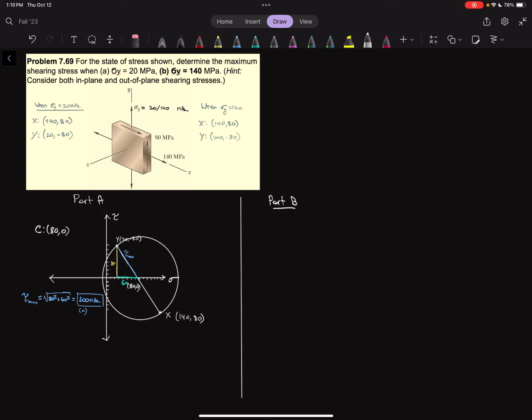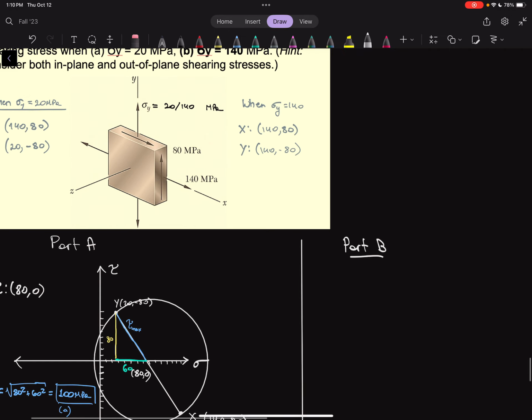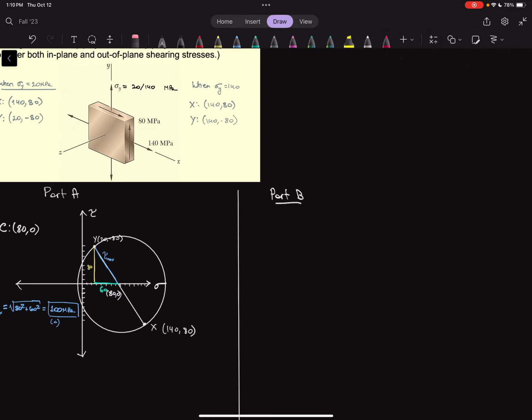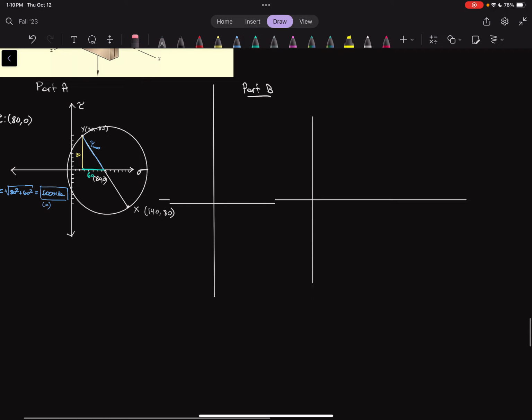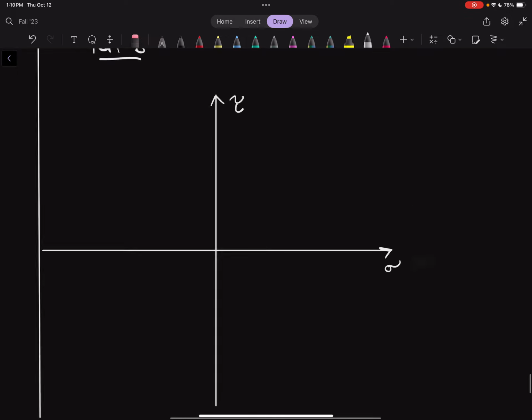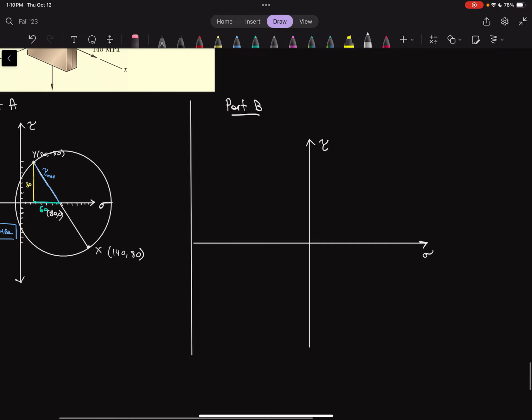Okay, so we already found that for sigma y, we're going to have 140 and 140 on both the x face and the y face. The shear is positive on the x face and negative on the y face. So that implies that we're going to plot it in a different quadrant, because the sign does not have a physical meaning for shear for isotropic materials. So let's see, we have 140 and 80.